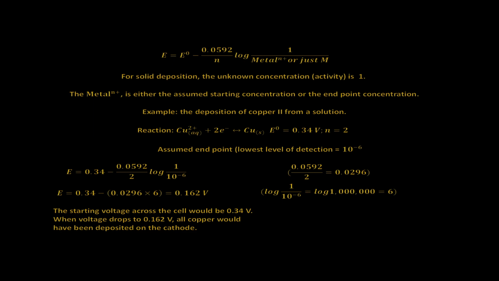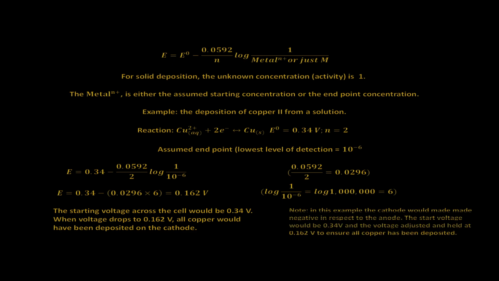When the voltage drops to 0.162 volts, it would be reasonable to assume that all the copper would have been deposited onto the cathode. It must be noted, however, that the cathode is negative to the positive anode, and the start voltage would need to be adjusted and held to 0.162 volts to ensure that all of the copper is deposited onto the cathode and to ensure no other unwanted reaction takes place. The applied voltage must not be lower than 0.162 volts.